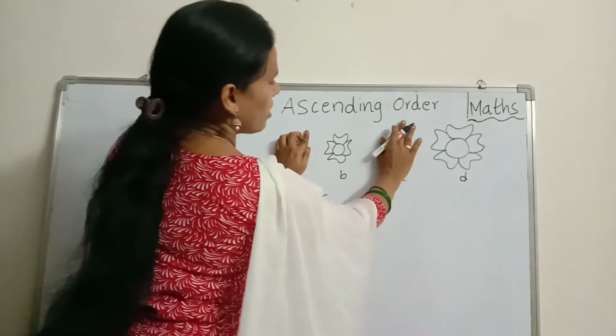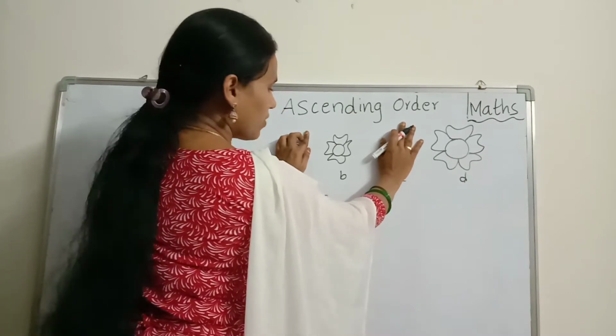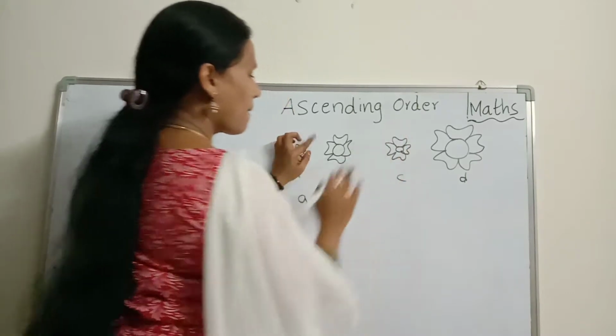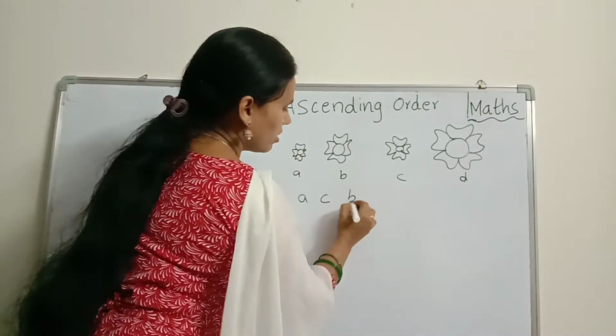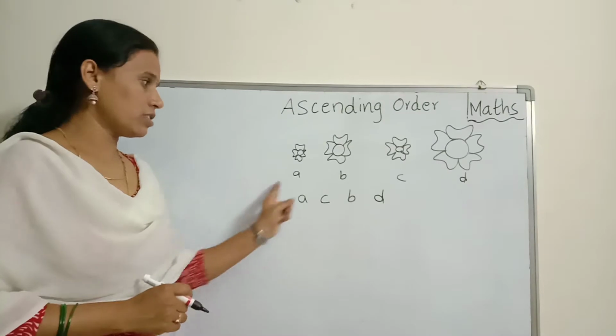Okay. Now this one is also over. Now tell me dear, B and D are there. Which is the smallest flower? B or D? B. Okay. Last D. Okay children. Do you understand?